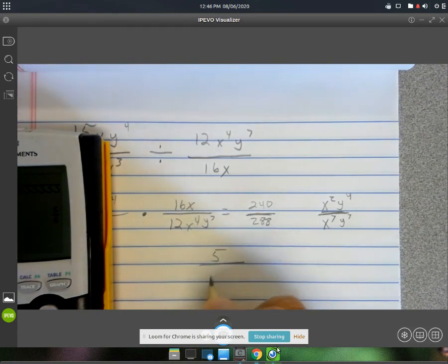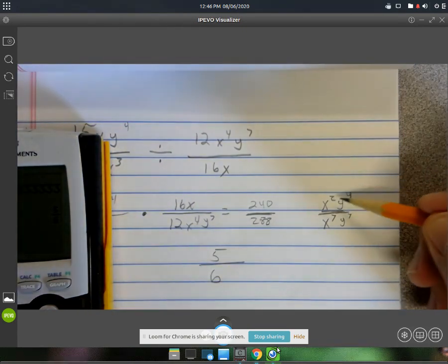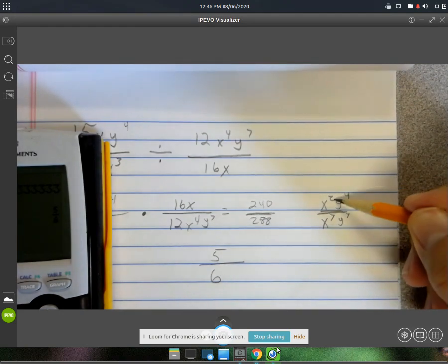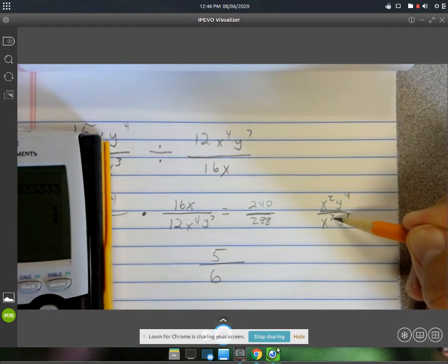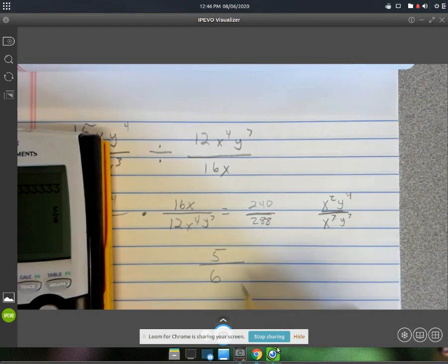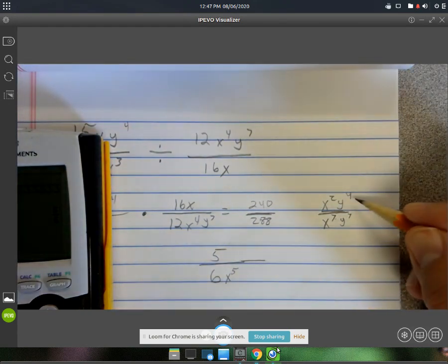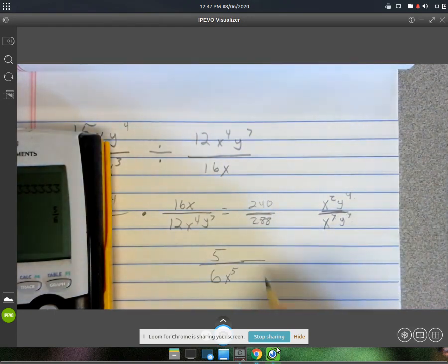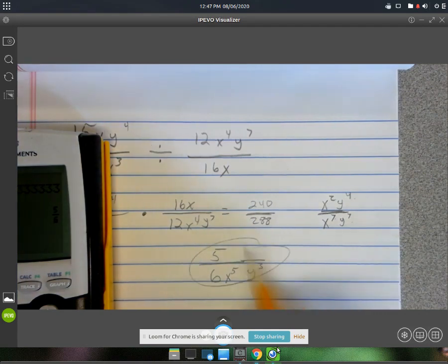So 5 over 6. And then you'll notice for our variables, 2 of these x's will cancel with 2 of those x's. So that's going to leave us 5 of them in the denominator. And for our y's, 4 of those cancels with 4 of those. So you get 3 left over in the denominator. And that's all.